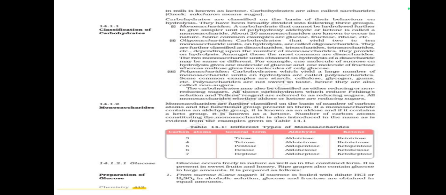Glucose, preparation of glucose. Glucose occurs freely in nature as well as in the combined form. It is present in sweet fruits and honey. Ripe grapes also contain glucose in large amounts. It is prepared as follows: from sucrose, cane sugar. If sucrose is boiled with dilute HCl or H2SO4 in alcoholic solution, glucose and fructose are obtained in equal amounts.